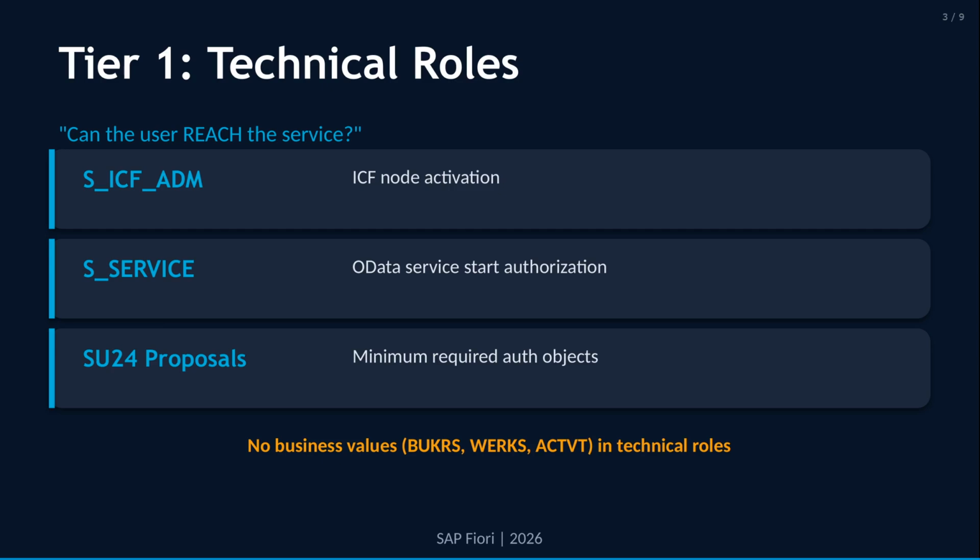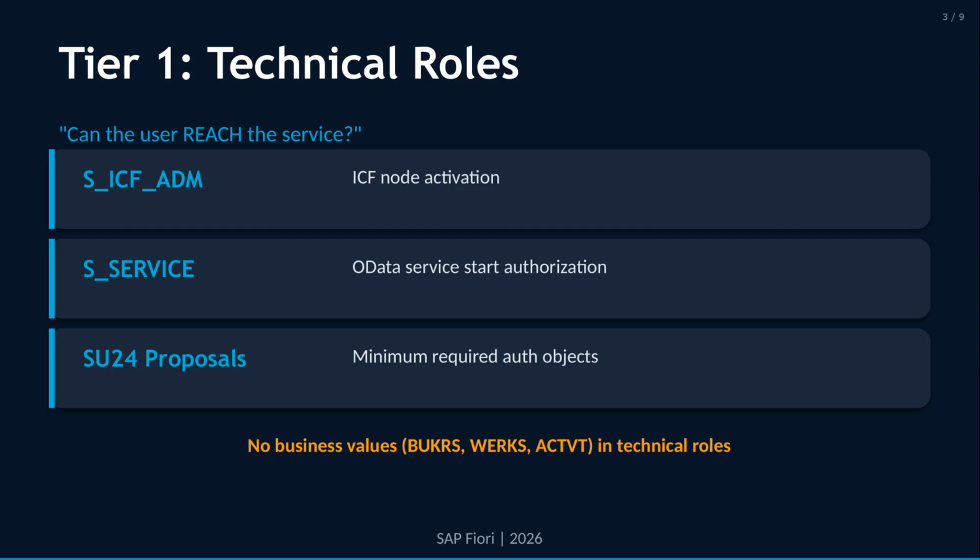Second, OData start authorization. The S_SERVC authorization object with the specific OData service name. This lets the user call the service endpoint. Third, the SU24 proposal values. SU24 maps authorization objects to ICF services. When you run SU24 for an OData service, SAP proposes the minimum authorization objects needed. Your technical role should include these proposals unchanged.